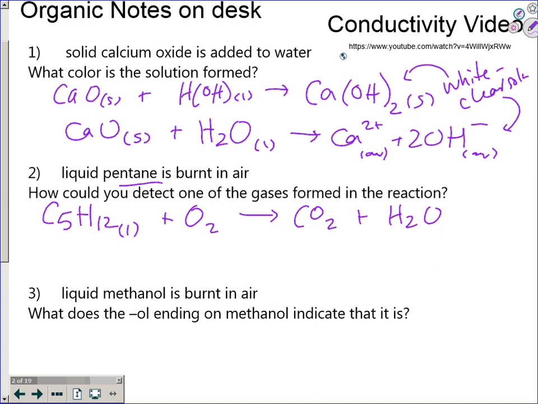So what do I need to balance it? Here, 5. Always start with your carbon, then go to your hydrogen, and then total, I need 8, right? So it's 16 oxygen, so there's 8. Beautiful, we got our balanced chemical equation.